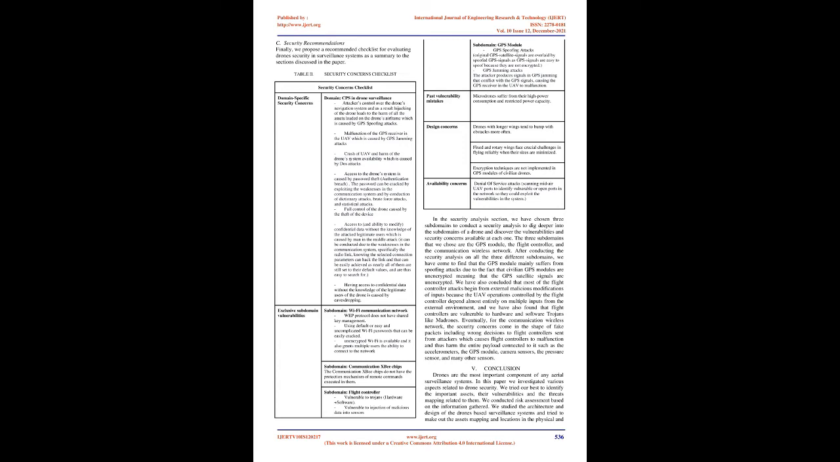Domain: CPS in drone surveillance. Attackers take control over the drone's navigation system, and as a result, hijacking of the drone leads to the harm of all the assets loaded on the drone's airframe, which is caused by GPS spoofing attacks. Malfunction of the GPS receiver in the UAV is caused by GPS jamming attacks. Crash of the UAV and harm to the drone system availability is caused by DoS attacks.